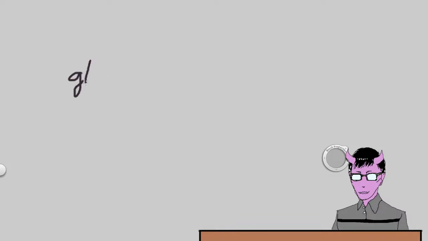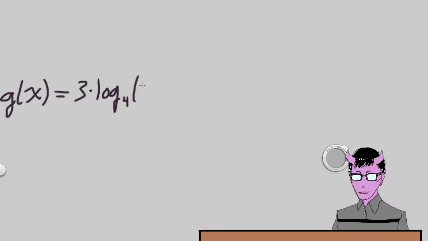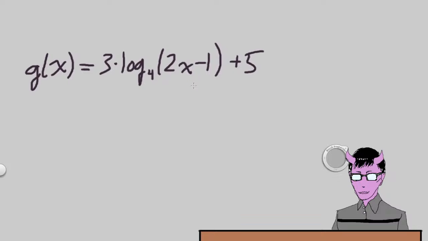Suppose we have g of x. g of x is equal to, I don't know, let's make things up, right? We'll do log base 4 of 2x minus 1, plus 5. So multiple transformations to contend with, if you want to think about it like that. But let's do it the more straightforward way first, and we'll check afterwards.